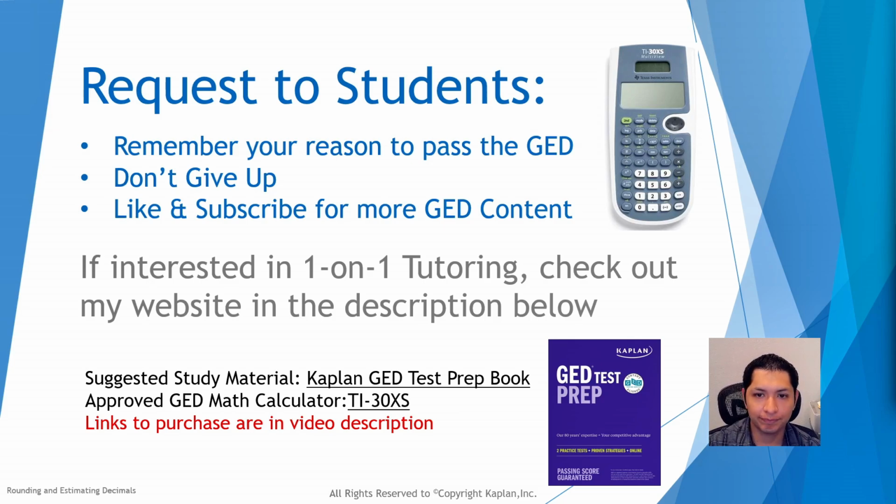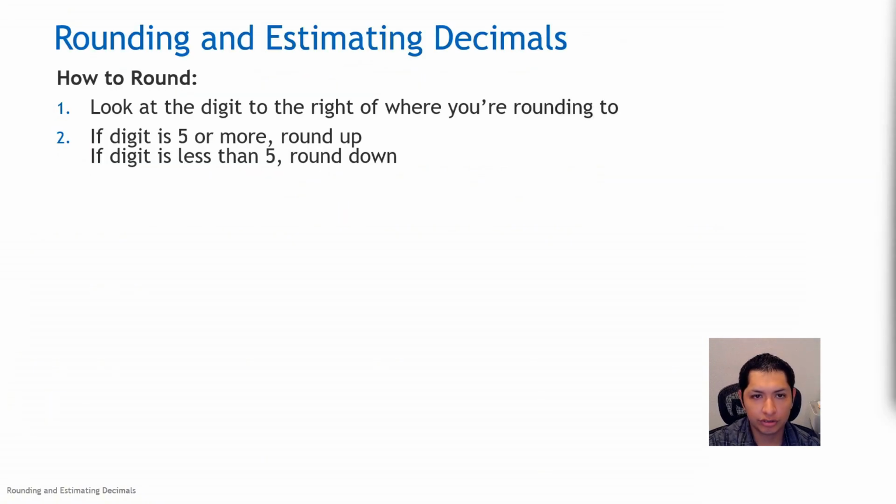All right, let's get started. Rounding and estimating decimals. Rounding and estimating are very helpful in math in real life scenarios where finding the exact number, or working with the exact number, sometimes is going to take too much time or is more effort than it's worth for you to work with.